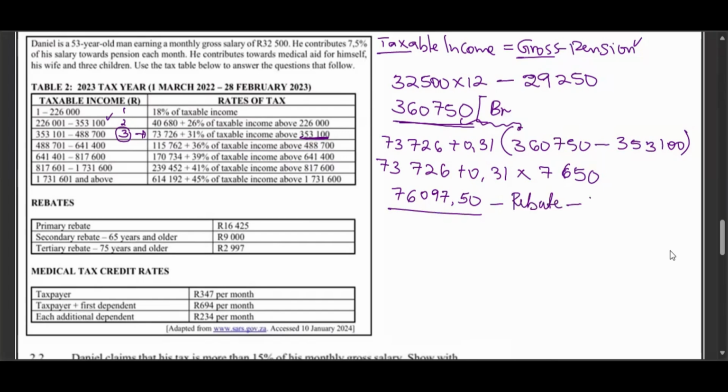The rebate minus the medical tax credits. Now, the medical tax credits are monthly, per month, yet we are dealing with an annual amount. So the money that we shall get here, we shall multiply by 12. Let me show you. But also, to get the medical tax credits, you need to know the number of people that we are looking at. Now, let's see here. He himself, the wife, those are 2, and 3 children. That means there are 5 people.